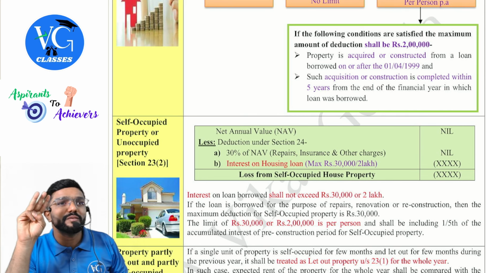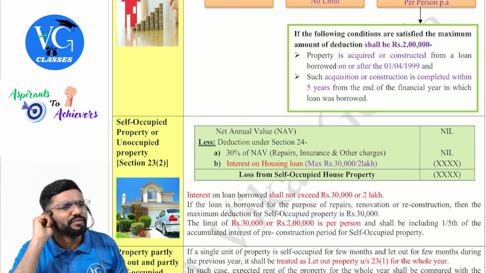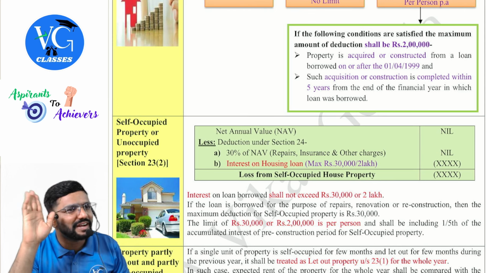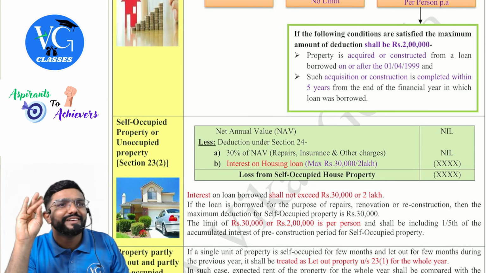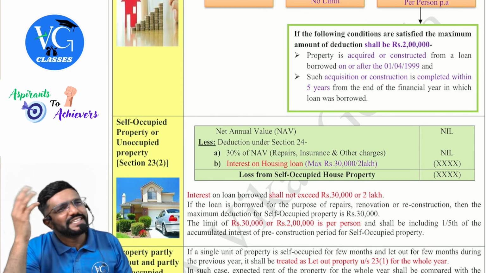Clear? Assume, sir, I have 3 properties. All 3 properties fully vacant, full year. 2, you can treat as self-occupied. Unoccupied at par with self-occupied. Another will become what? Let out property. That is deemed to be let out property. Clear? Is it taxable or not?